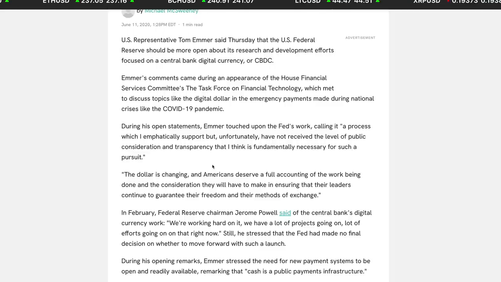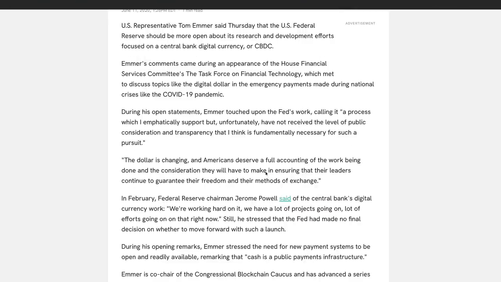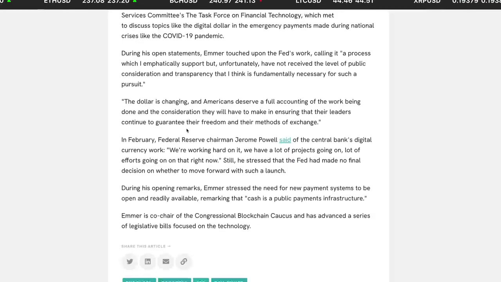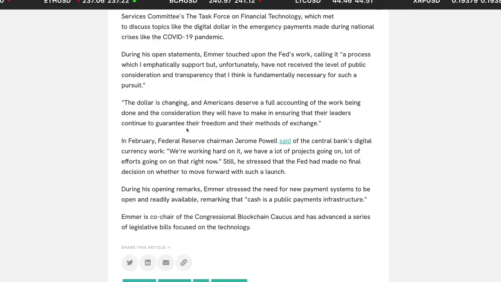During his opening statement, Emmer touched on the Fed's work, calling it a process which I emphatically support, but unfortunately have not received the level of public consideration and transparency that I think is fundamentally necessary for such a pursuit. So his criticism is that the people in charge of this digital dollar CBDC thing are keeping things too hush-hush, and Tom Emmer wishes to see more transparency with regards to digitizing the U.S. dollar. Quote, the dollar is changing, and Americans deserve a full accounting of the work being done and the consideration they will have to make in ensuring that their leaders continue to guarantee their freedoms and their methods of exchange.